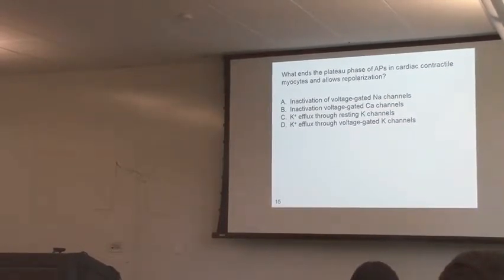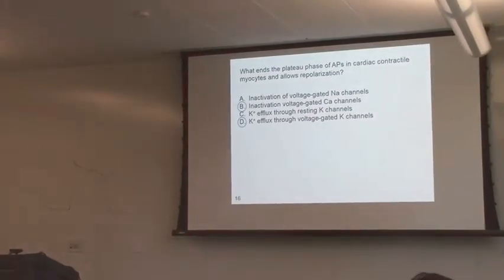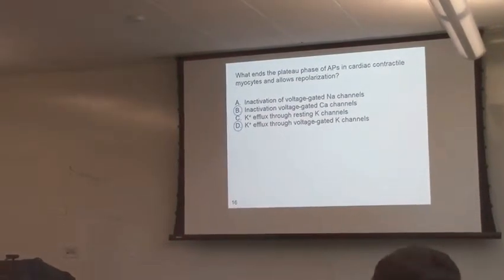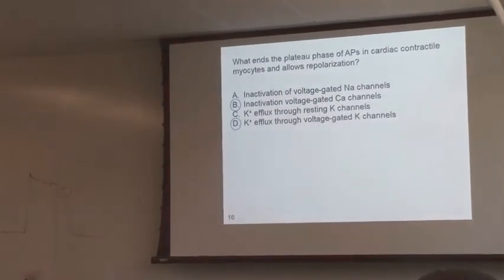And I'm seeing a lot of correct answers. B and D. Okay, so that one you got right off the bat. Inactivation of voltage-gated calcium channels and activation of voltage-gated potassium channels is what allows this transition from plateau to repolarization. We can move right along because most of you got it right. If you're confused, please talk to me in lab, talk to me after class, talk to me anytime.